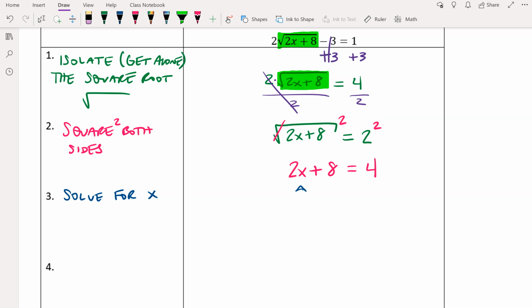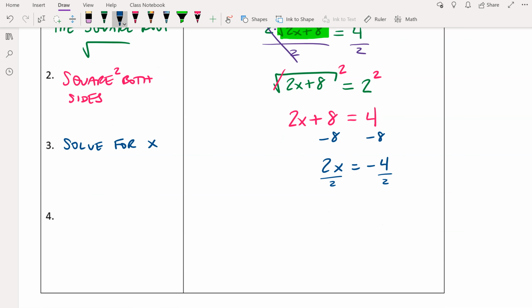We are going to subtract 8 on both sides. So we have minus 8, minus 8. You get 2x equals negative 4. Divide by 2, divide by 2. And we get x equals negative 2.